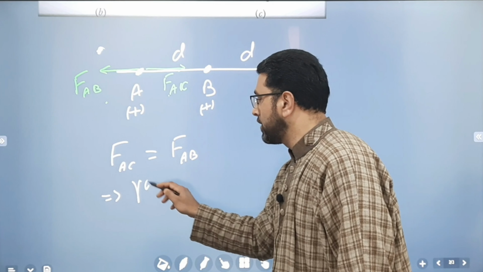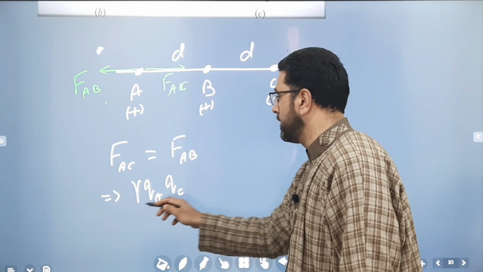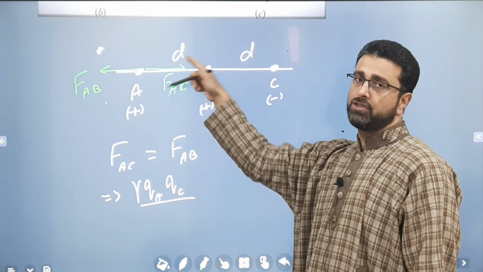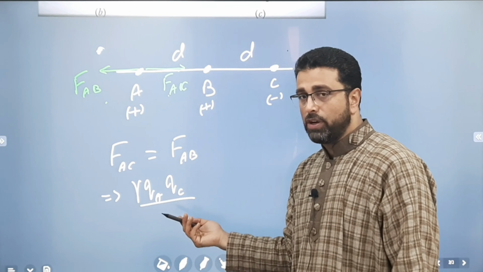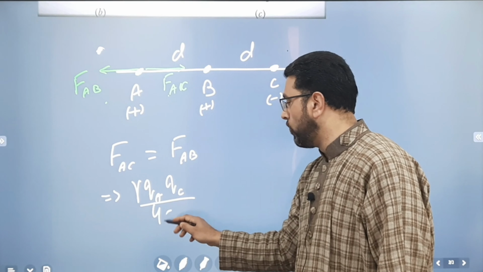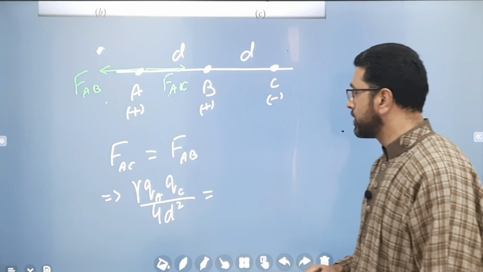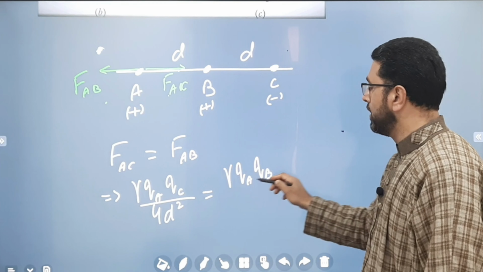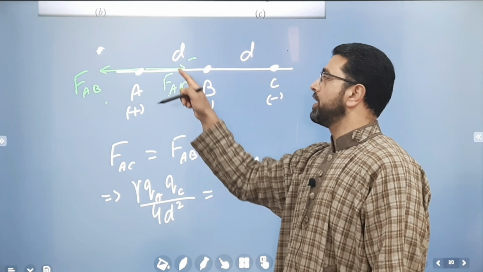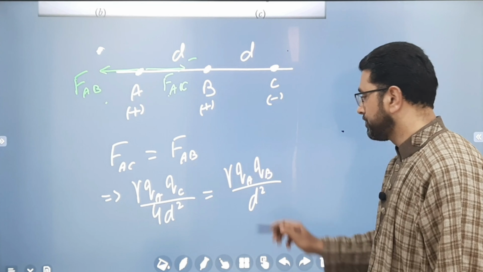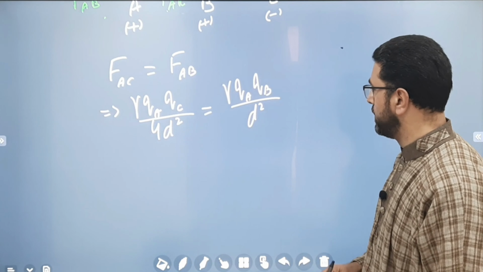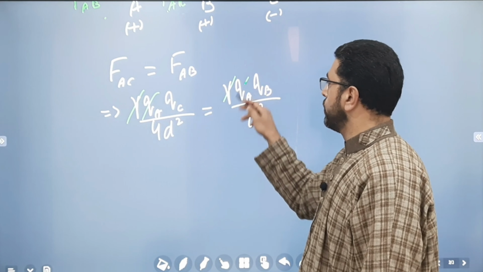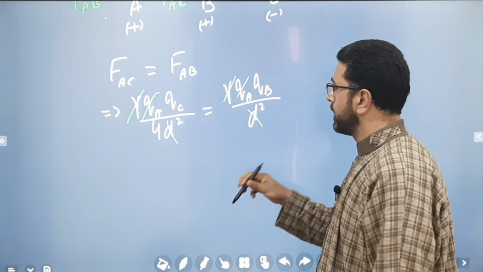FAC is gamma QA QC divided by the square of the separation, since A and C are separated by D plus D, 2D. So it will become 4D square. Then FAB is gamma QA QB divided by D squared, since A and B are separated by D. So we're almost done with this part. Gamma and gamma cancel out, QA and QA cancel out, D square and D square cancel out.